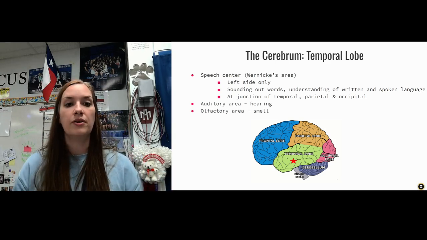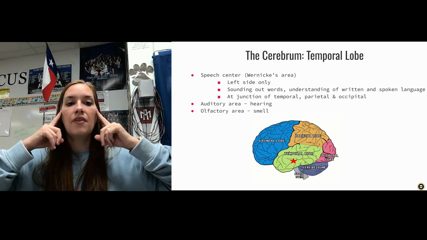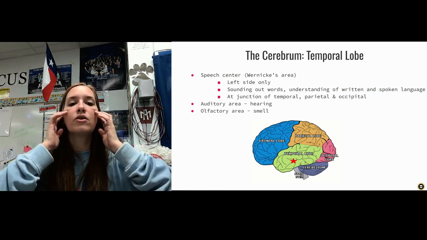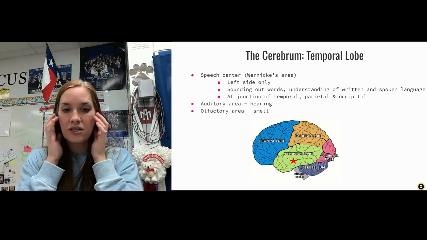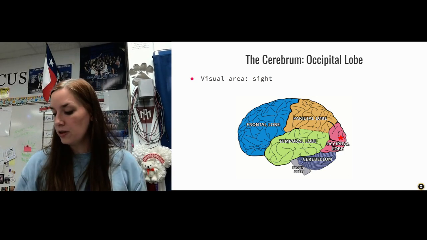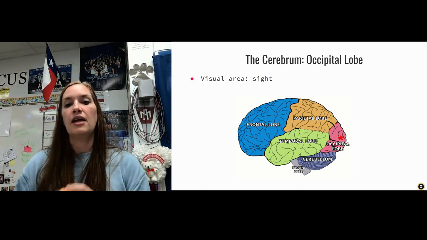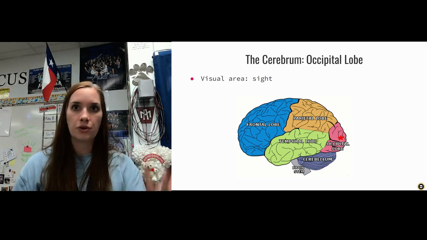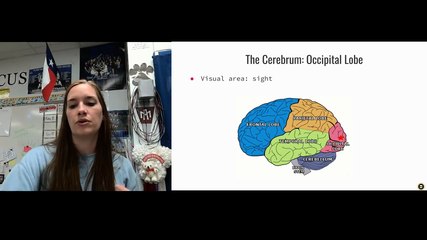Also in the temporal lobe is the auditory area for hearing. So think about it's close to your ears. And then the olfactory area for smell. So then your ears and your nose are both going to be having interpretation, auditory and olfactory interpretation happening in this temporal lobe. And then the occipital lobe is going to be having our visual area. And that seems like, okay, it only has that one role, but think about how much of our world we're bringing in through visualization. So it is a pretty important role.